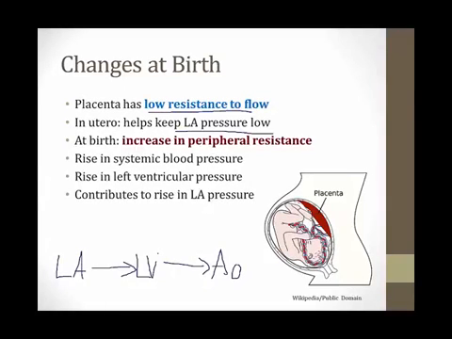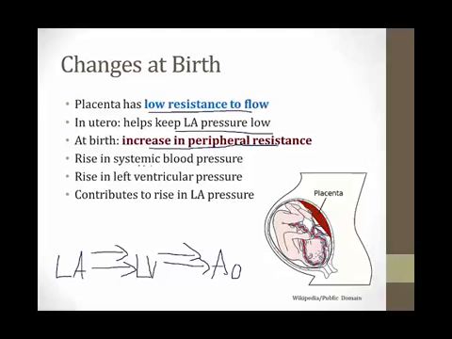So it's easy for blood to move from the left ventricle to the aorta, and therefore it's easy for blood to move from the left atrium to the left ventricle. And this helps to keep the left atrial pressure low in the baby in the womb. Now at birth, when the placenta is lost, there's a rise in peripheral resistance. This is one of the physiologic changes that occurs at birth.